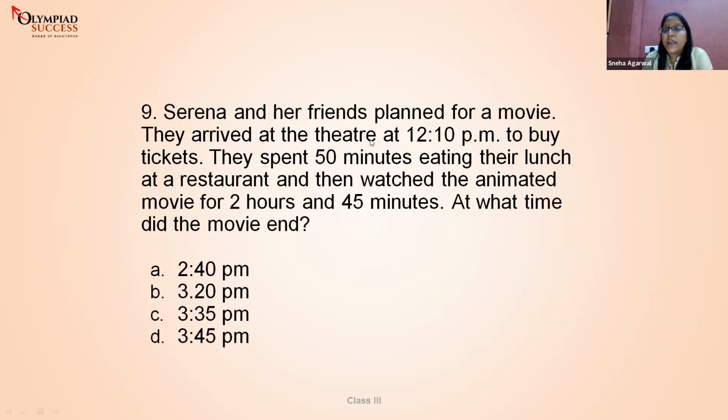Sarina and her friends planned for a movie. They arrived at the theater at 12:10 p.m. to buy tickets. They spent 50 minutes eating their lunch. Okay, so they went to the theater at 12:10 to buy the tickets, and after that they had their lunch, which took 50 minutes. That means what time is it now? If they arrived at 12:10 and took 50 more minutes to have their lunch, what time is it now? It is 1 p.m., right? Right now it is 1 p.m. Yes, 12:10 and 50 more minutes.